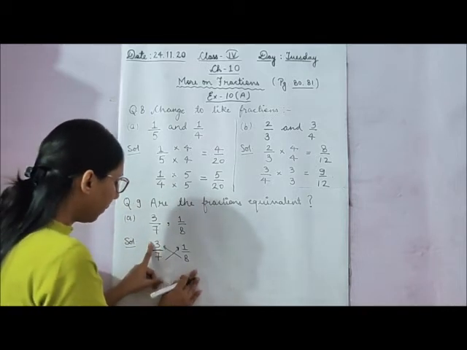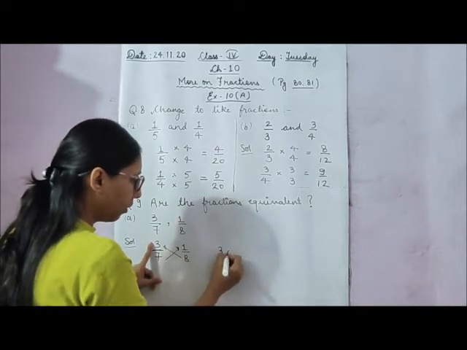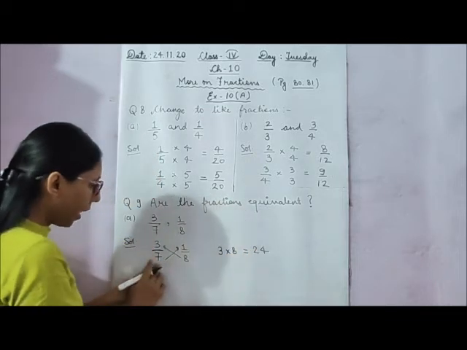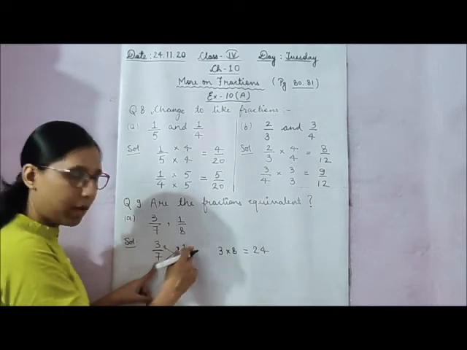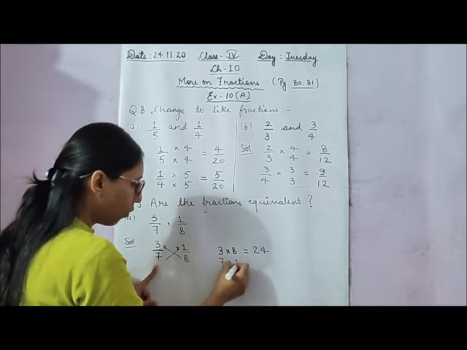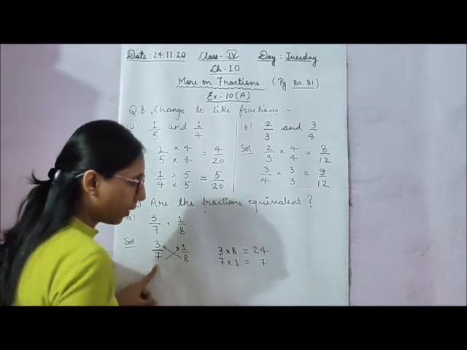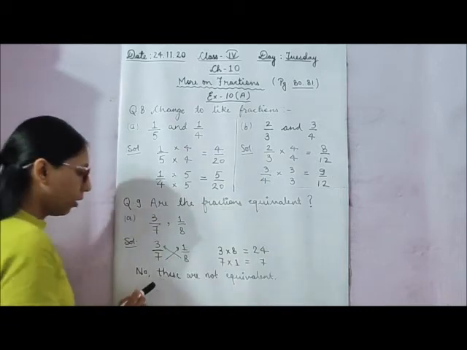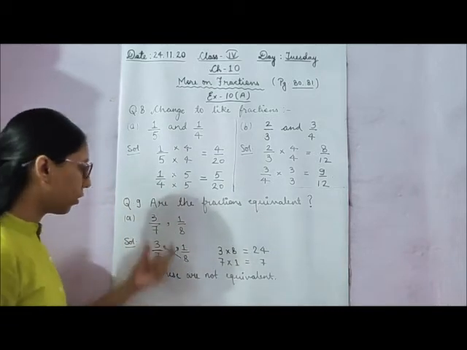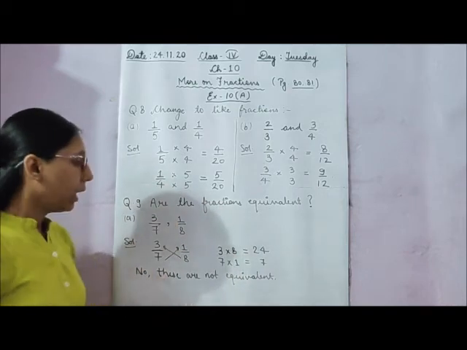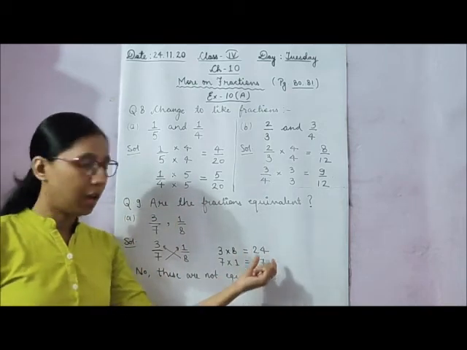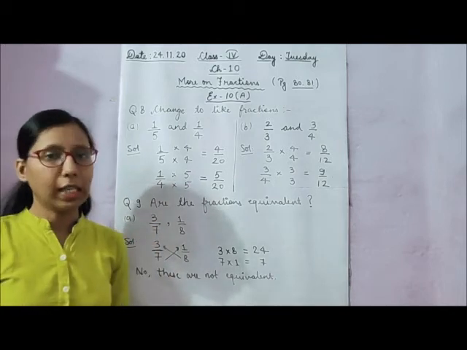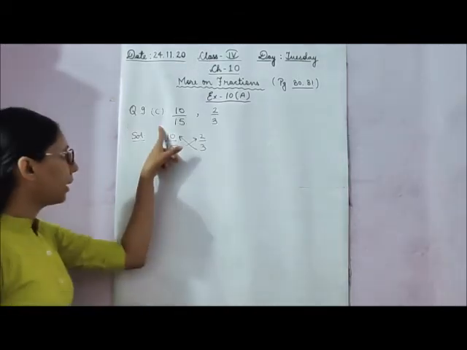So first we will multiply this 8 and 3. So 3 times 8 is 24. And then we have to multiply this 7 and 1. So 7 times 1 is 7. Are these numbers equal? No. So we will write no, these are not equivalent. So these fractions are not equivalent. If the numbers are coming same, यहाँ अगर numbers क्या आ जाते हैं? Same आ जाते हैं. That means वो fractions क्या हो जाएंगे? Equivalent हो जाएंगे.